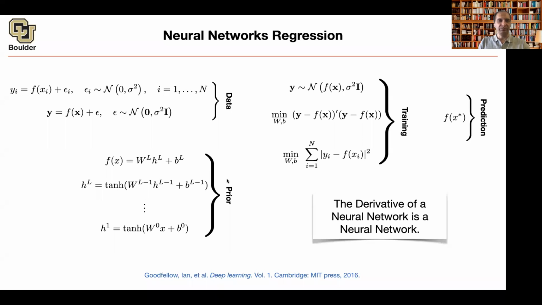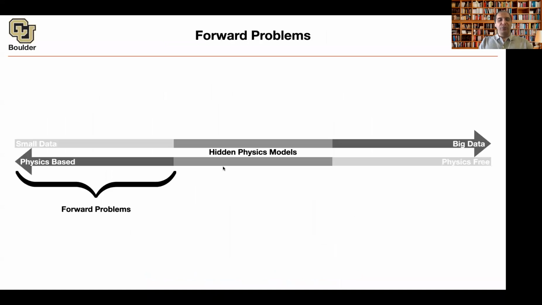So the derivative of a neural network is a neural network. That's the observation. And the cool thing is that in scientific computing, we have a lot of derivatives. You write down your partial differential equation, you write down your differential equations, etc.